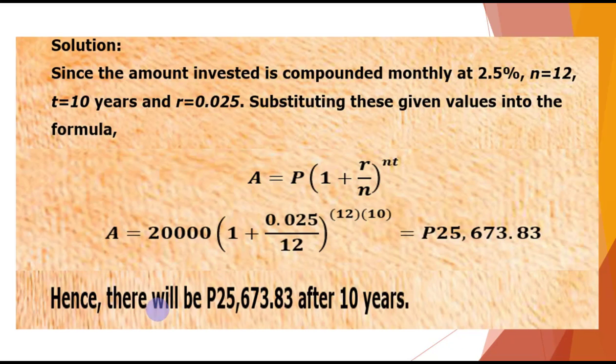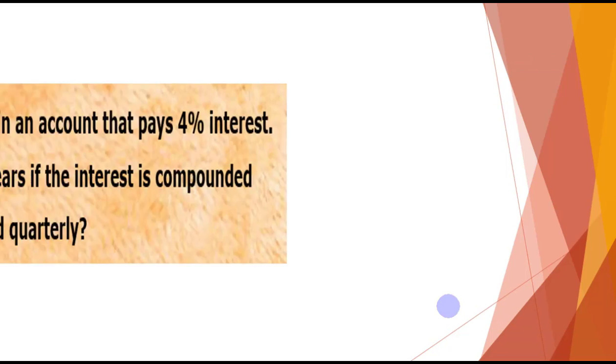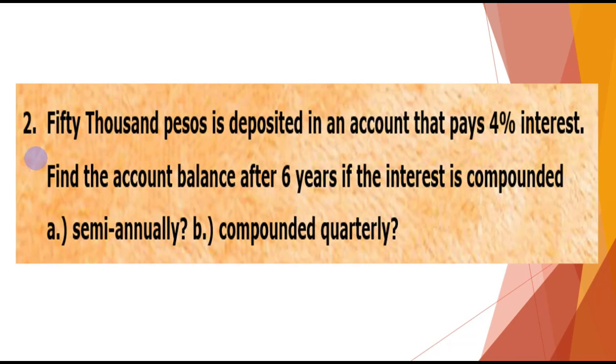Hence, there will be 25,673 pesos and 83 centavos after 10 years. Number 2, 50,000 pesos is deposited in an account that pays 4% interest.